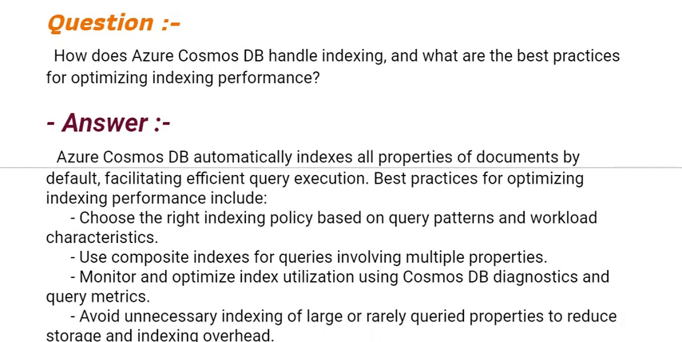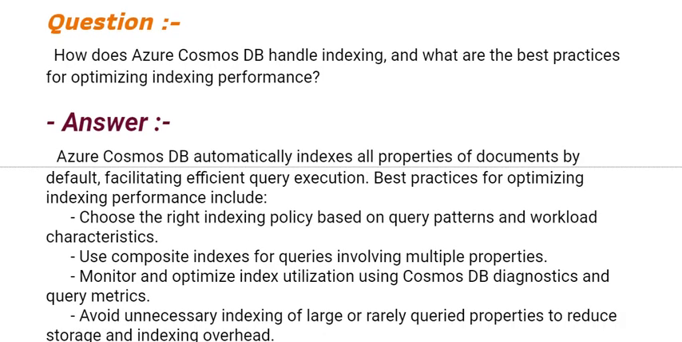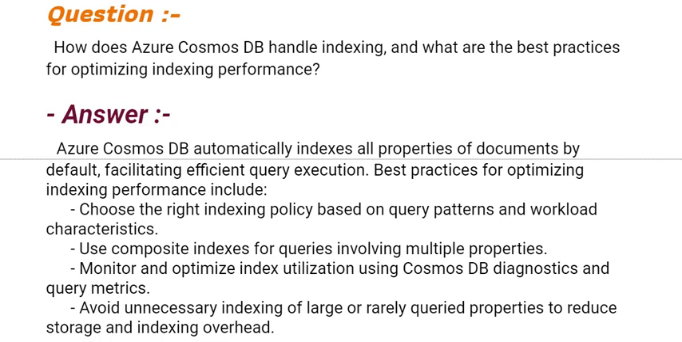in parallel. Our next question is, how does Azure Cosmos DB handle indexing and what are the best practices for optimizing indexing performance? Your answer should be, Azure Cosmos DB automatically indexes all properties of documents by default, facilitating efficient query execution.